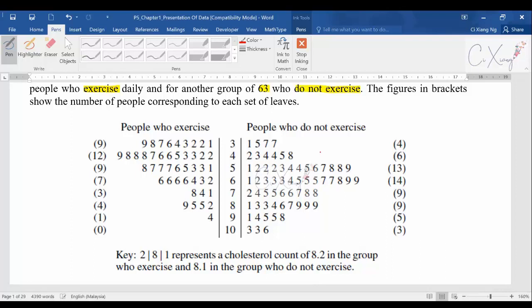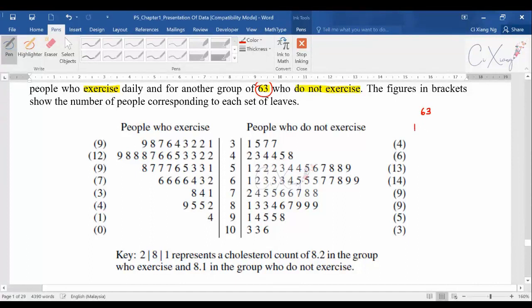Right, so please recall back to the previous session, how we actually found the median, Q1 and also Q3 for our data here. So I will just roughly guide you again. First, I will try to add up all the values here. Actually, I'm going to add up because I know that there are 63 people who do not exercise, right? So out of 63, I want to know the median.